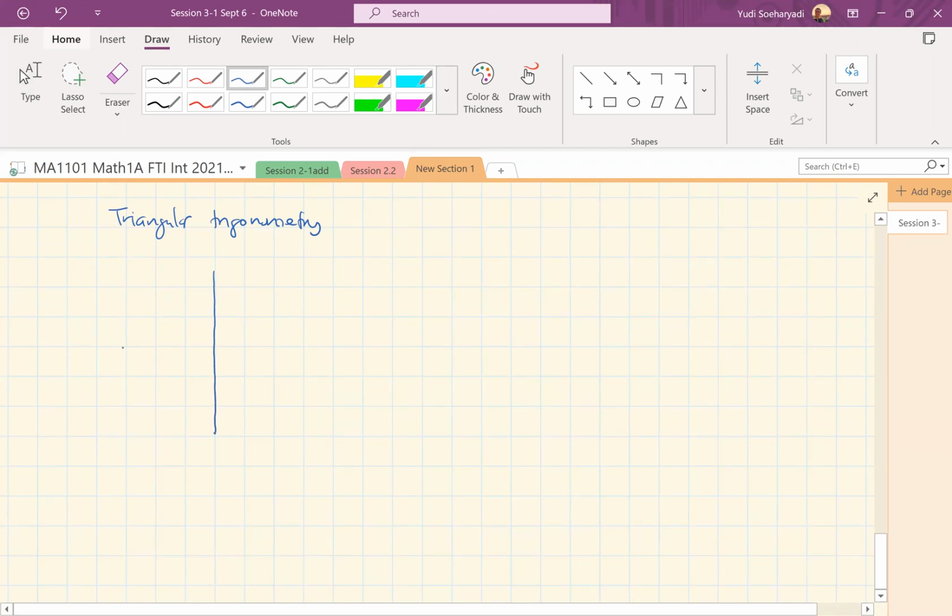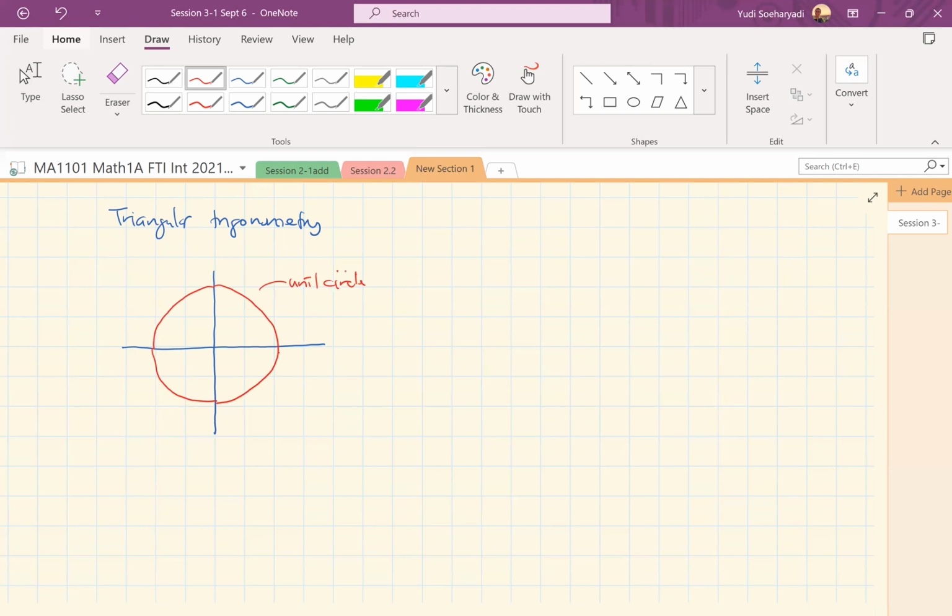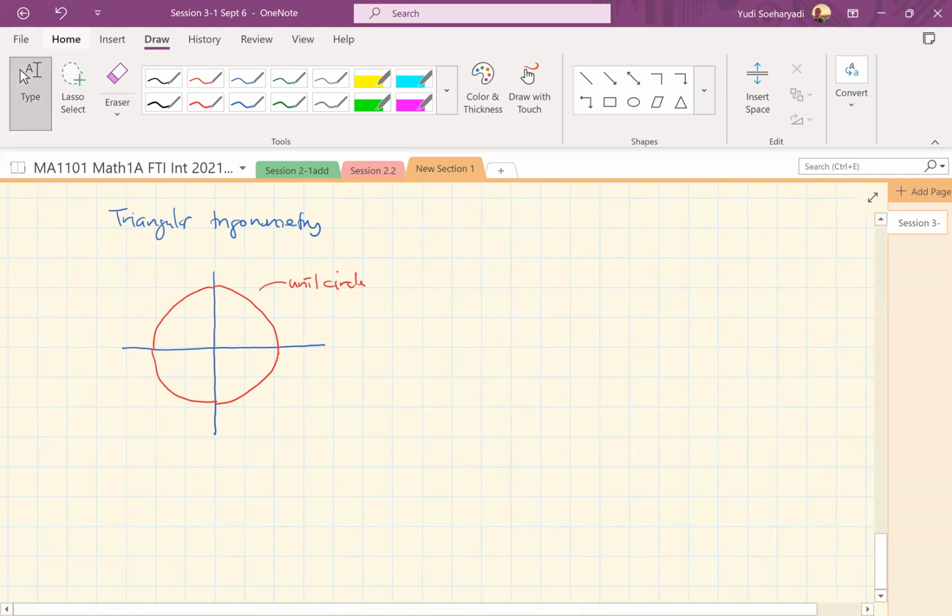If we have a circle, a unit circle, and we draw a triangle inside the circle. So we draw a circle. Suppose this is the point x, y, coordinate. This is called the r, the hypotenuse.